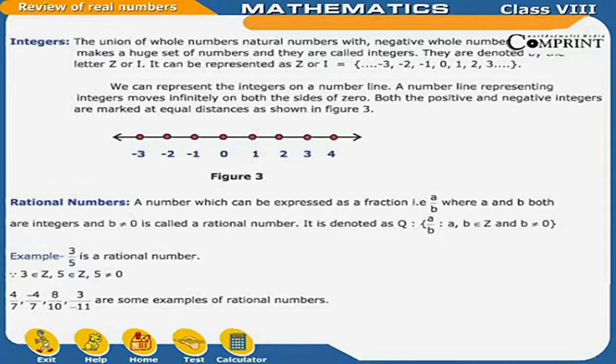Rational numbers. A number which can be expressed as a fraction, that is a upon b, where a and b are both integers and b is not equal to 0, is called a rational number. It is denoted as capital Q, the set of a upon b such that a and b belong to Z and b is not equal to 0. Example: 3 upon 5 is a rational number as 3 belongs to Z, 5 belongs to Z, 5 is not equal to 0. 4 upon 7, minus 4 upon 7, 8 upon 10, 3 upon minus 11 are some examples of rational numbers.